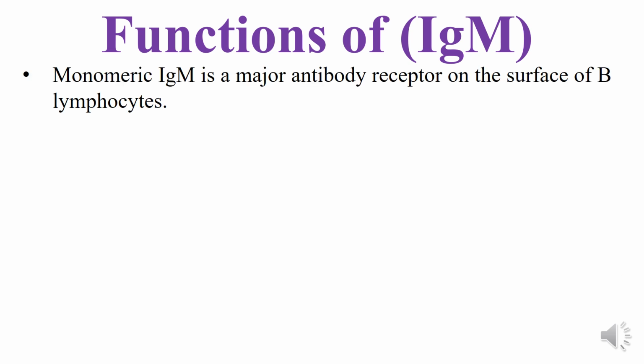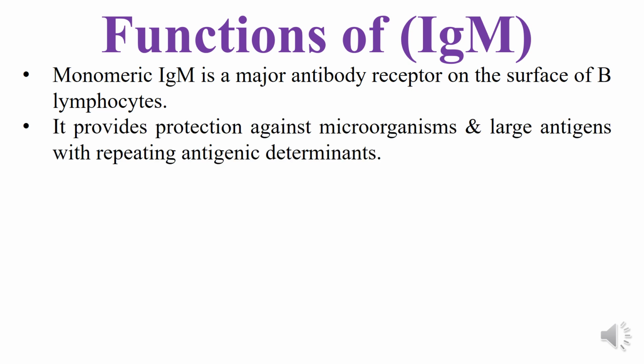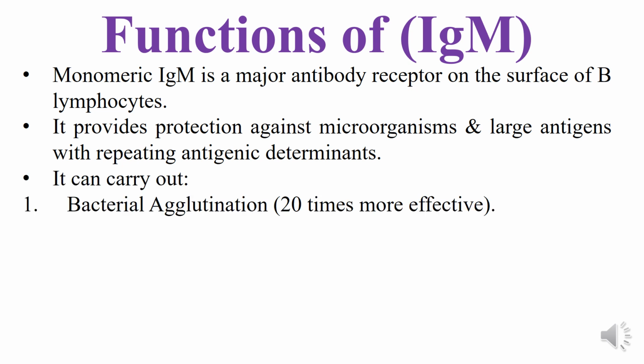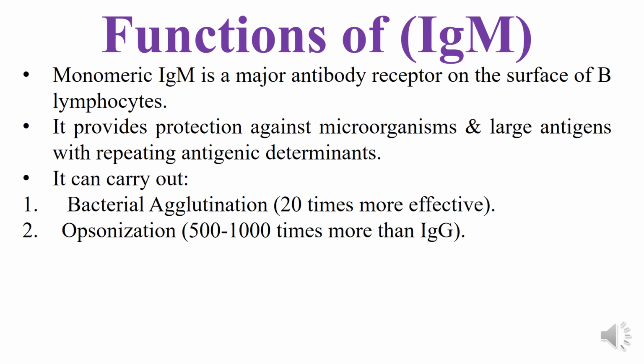The functions of immunoglobulin M. Monomeric immunoglobulin M is a major antibody receptor on the surface of B lymphocytes. It provides protection against microorganisms and large antigens with repeating antigenic determinants on their surface. It can carry out bacterial agglutination, which is 20 times more effective. It does opsonization, which is 500 to 1000 times more effective than immunoglobulin G.